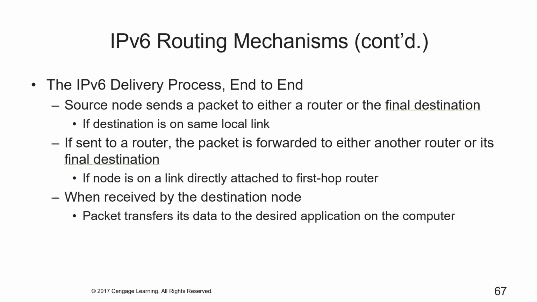The IPv6 delivery process is end-to-end. So the source node sends a packet to either a router or to the final destination, if the destination is on the same local link. If it's sent to a router, the packet's forwarded to either another router or its final destination if the node on a link is directly attached to the first hop router. And when it's received by the destination node, the packet transfers its data to the desired application on the computer.